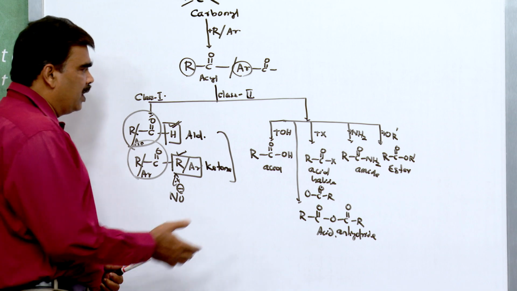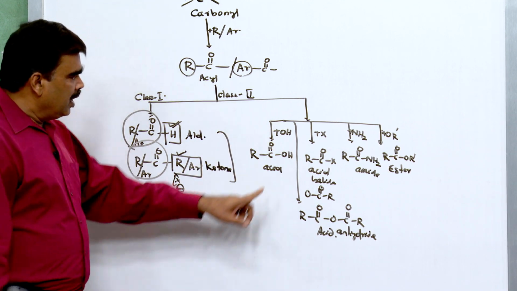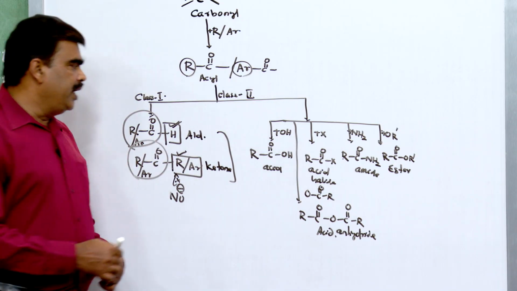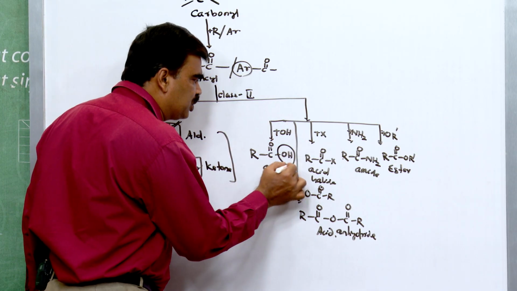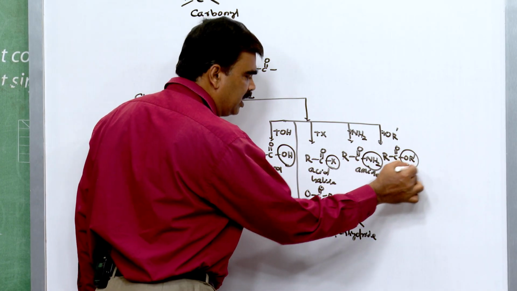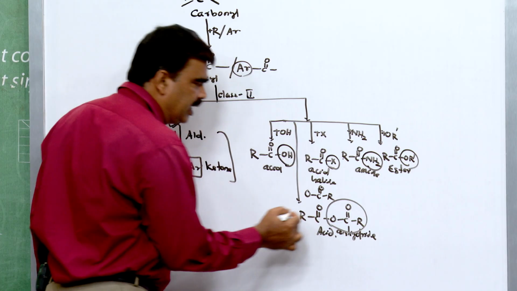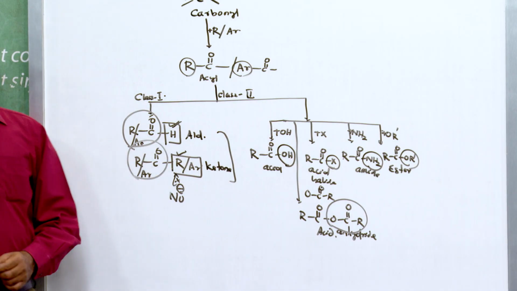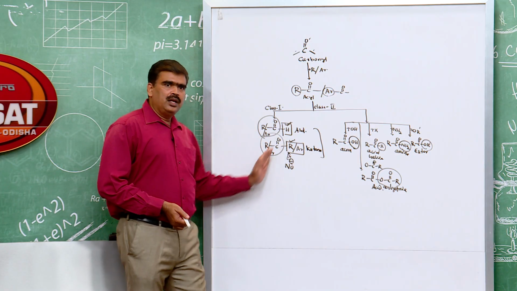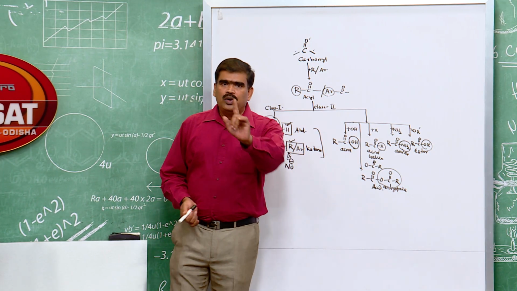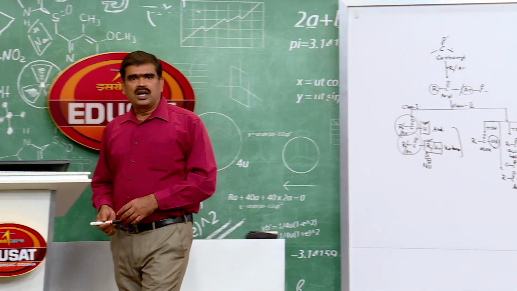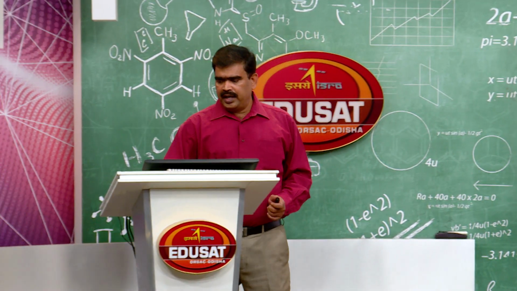But here, just look. All of these compounds contain RCO. But the thing is that these groups can be easily replaced. Here OH, this is X, this is NH2, this is OR dash, this is OCOR. They can easily be replaced by nucleophiles. So therefore, these are called class 1 carbonyl, these are called class 2 carbonyl, and we will focus our discussion on class 1 carbonyls, that is aldehydes and ketones, right.